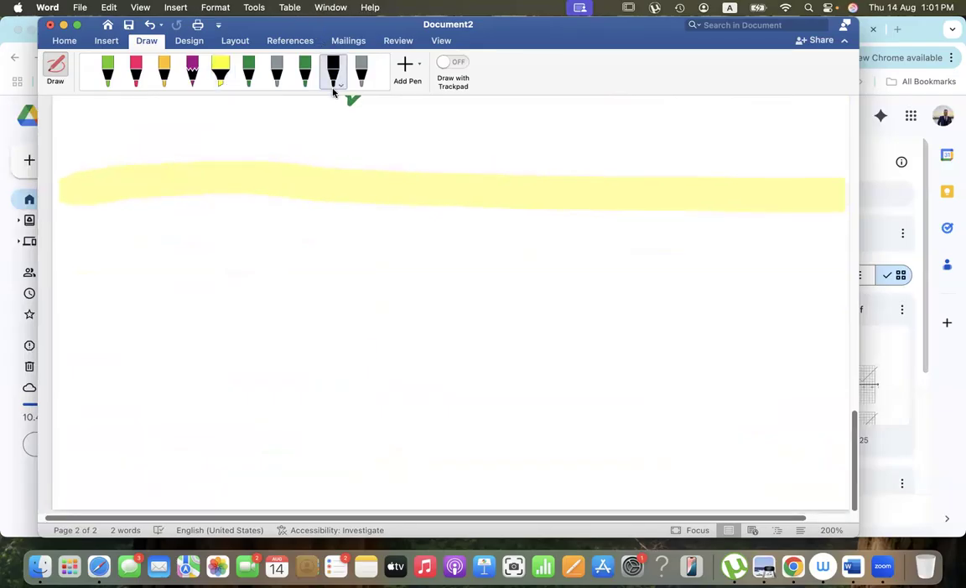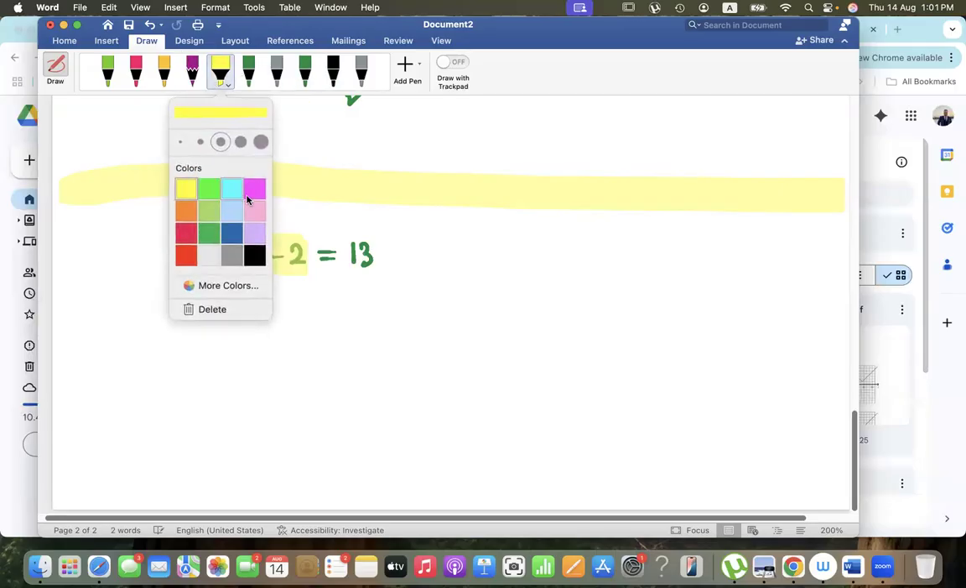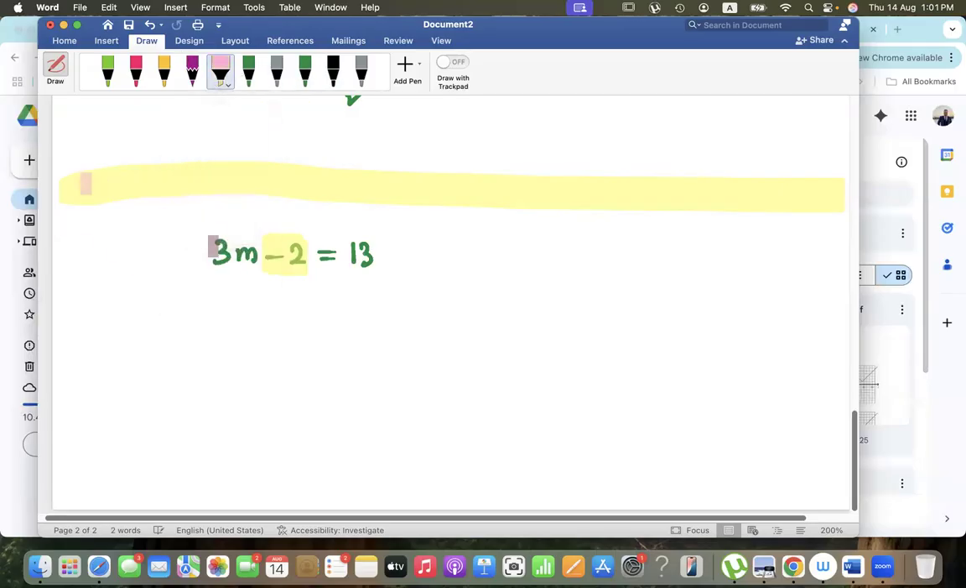In some cases we have more than one step. I mean, if I give you a question like 3m minus 2 equals 13, as you can see, I have two problems here. Problem number 1 is subtract 2. Problem number 2 is 3m: the m is multiplied by 3. So basically, I have two problems here.